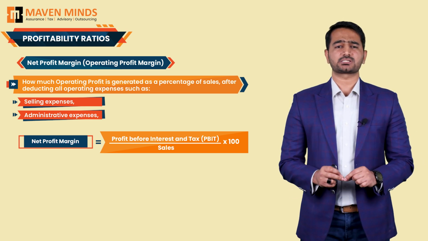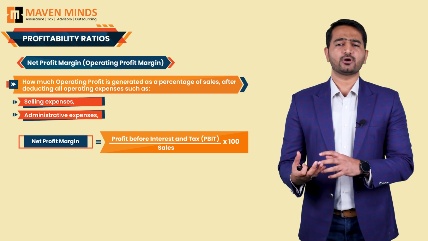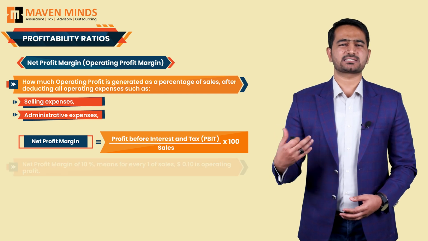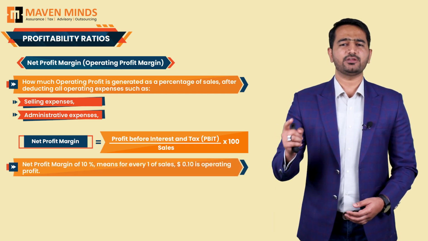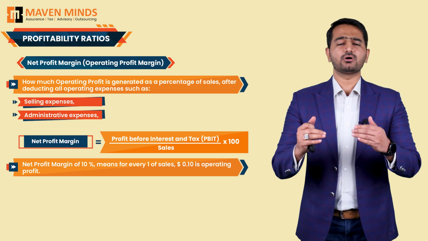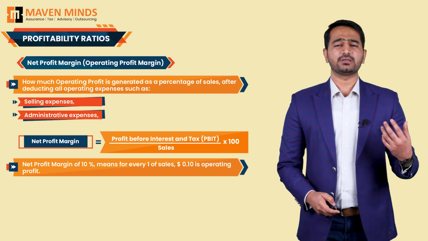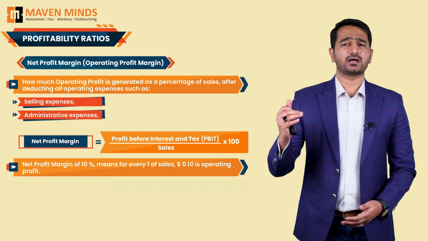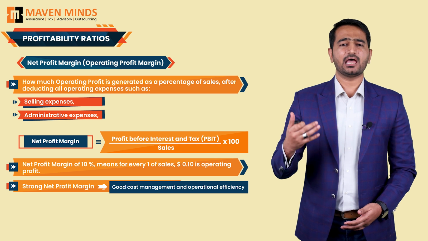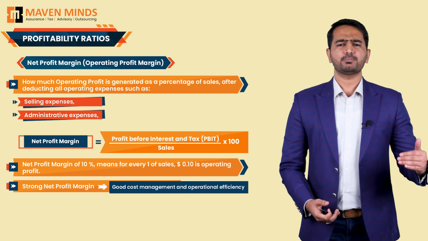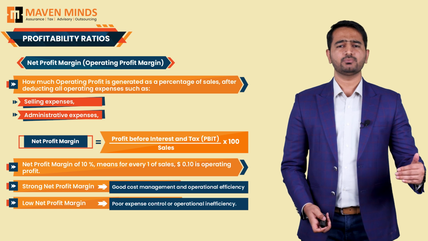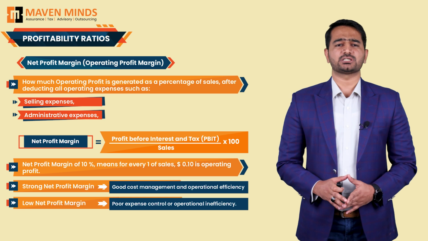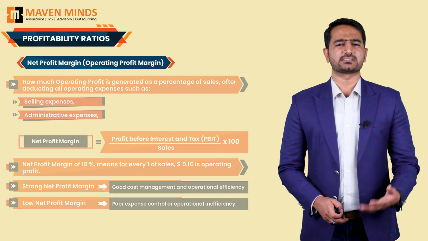It essentially measures how much net profit is generated from each dollar of sales. For example, if a company's net profit margin is 10%, it means that for every $1 of sales, after deducting all operating expenses, the company retains $0.1 as operating profit. A strong net profit margin indicates good cost management and operational efficiency, while a low margin suggests poor expense control or operational inefficiency. Once you have calculated net profit margin, the next step is interpreting the results.